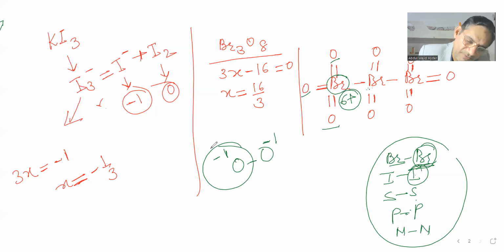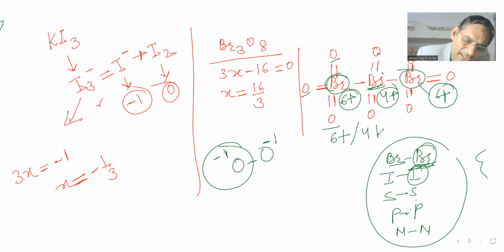Now see this Br. Because of this Br, this Br will have 0. This is -2, this is -2, so this Br will be 4 plus. Now -2, -2, -2, so +6, and this will be 0, so this Br will be 6 plus. So see, according to the exact method, the oxidation number of Br atoms will be 6 plus and 4 plus, but according to the average method, it will be 16/3. So these two different methods are there.